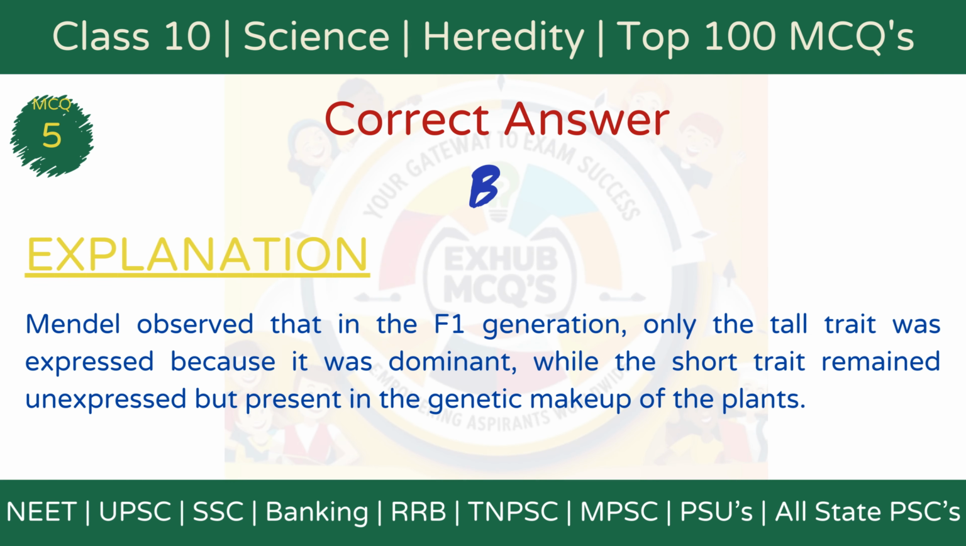The correct answer is option B, dominance of the tall trait. Explanation: Mendel observed that in the F1 generation, only the tall trait was expressed because it was dominant, while the short trait remained unexpressed but present in the genetic makeup of the plants.